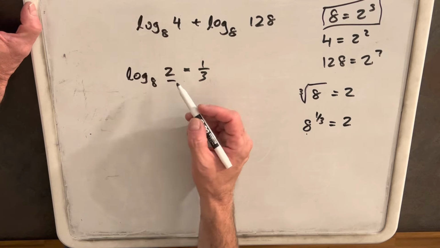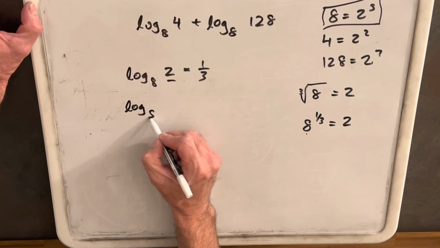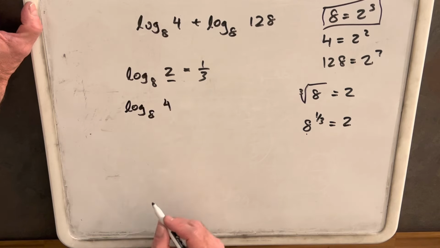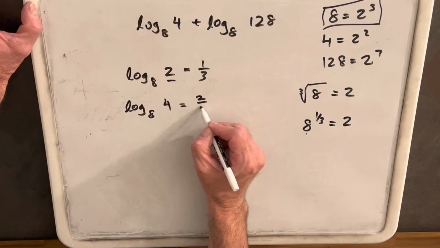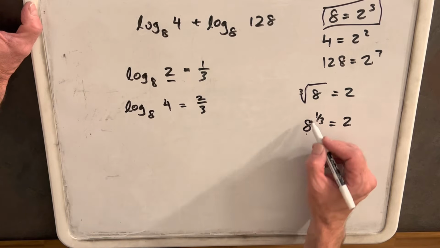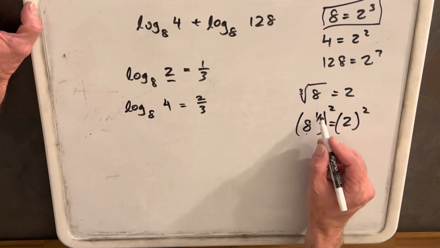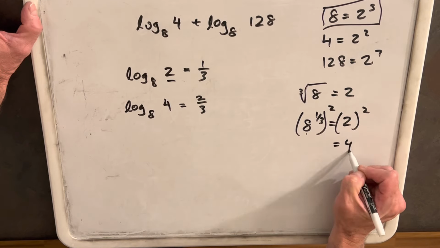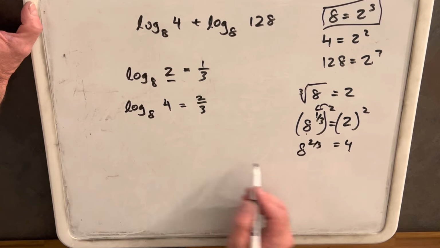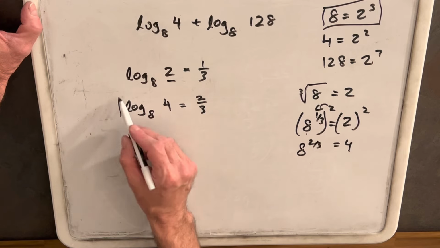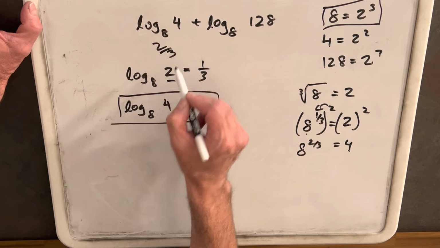So then, likewise, if we want log of 4 base 8, it's going to be 2/3. The reason for that is, okay, if we square both sides, this is a 4 on the right. Distributing inside, this is 8 to the 2/3. Putting it back in log form, we have this. So let's just mark this as 2/3 here.